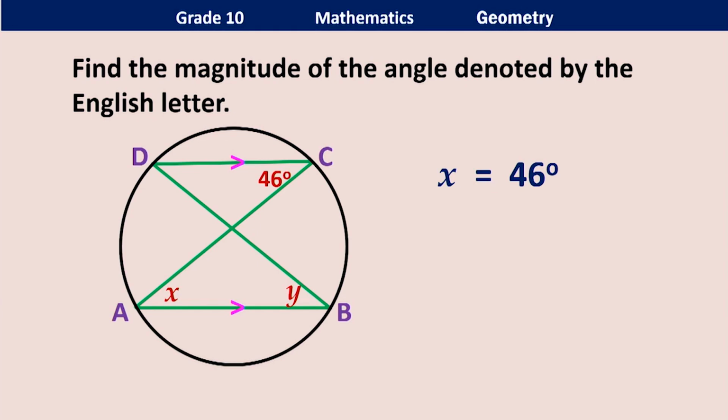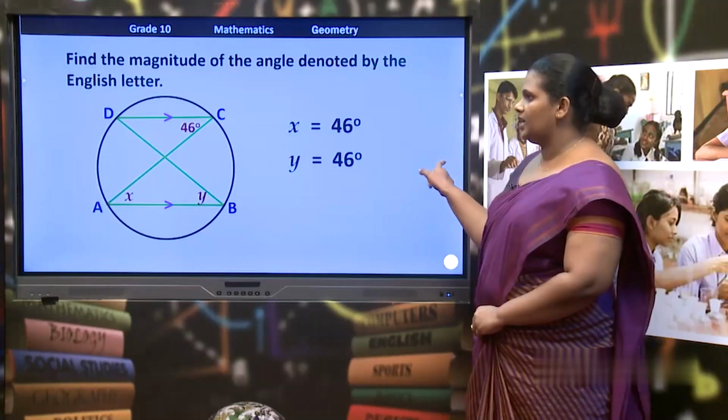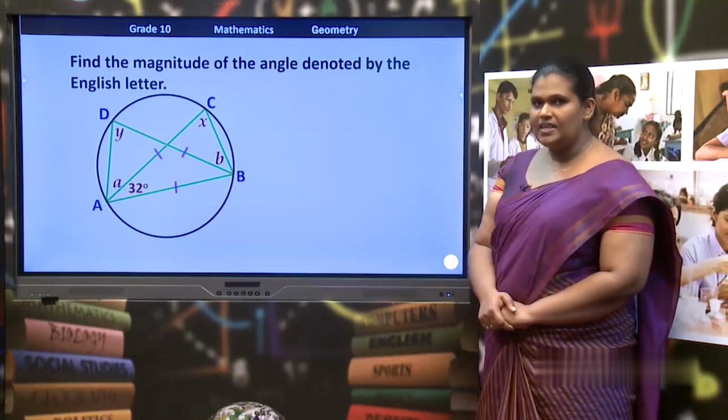Now, we can find the value of y. Can you observe that angle DCA and angle ABD are on the same segment. Therefore, we know that the angles on the same segment are equal. Therefore, we can say the value of y is equal to 46 degrees. Right. Then the next one.